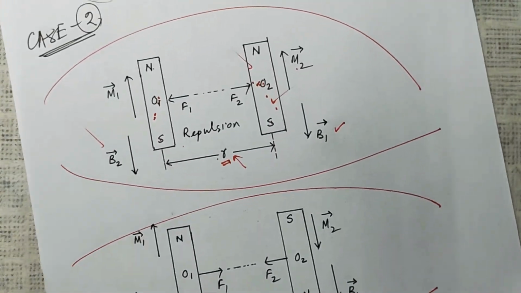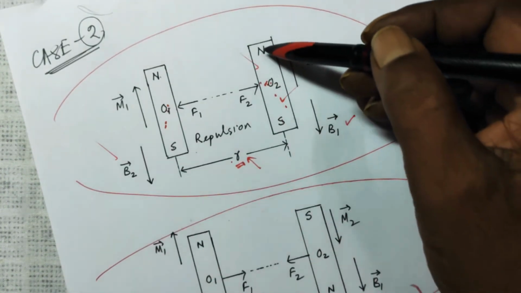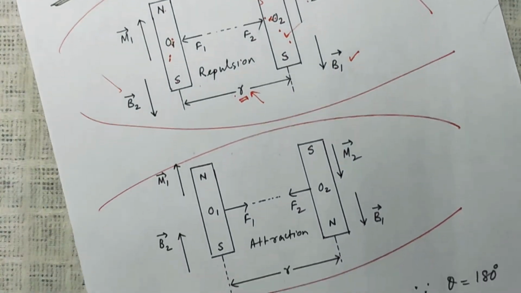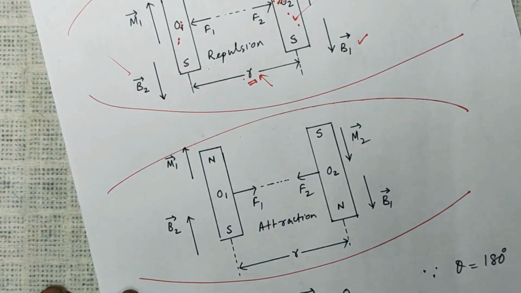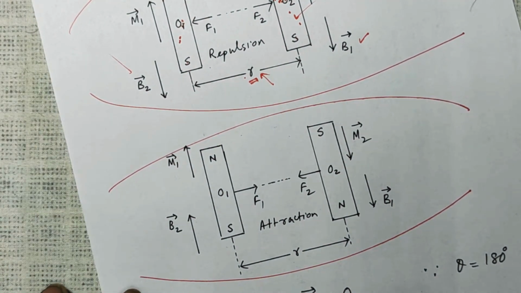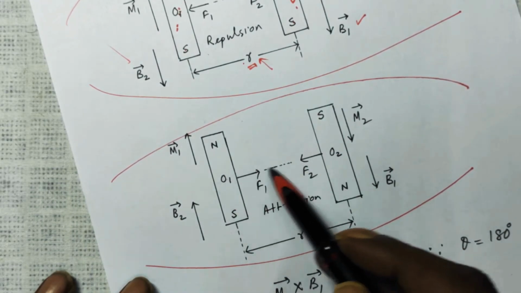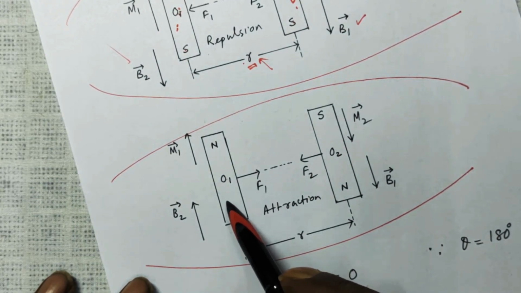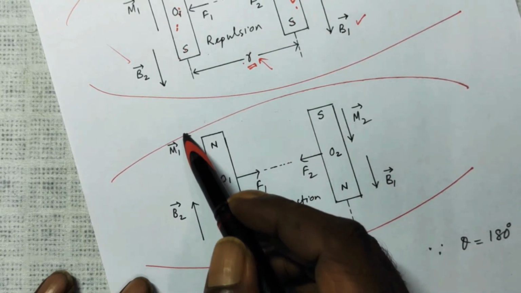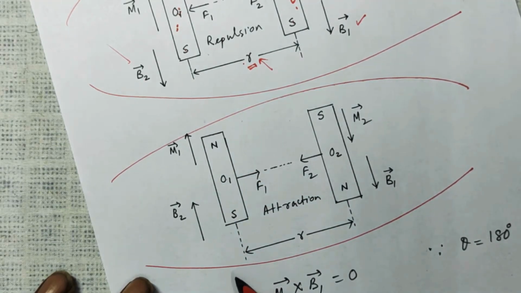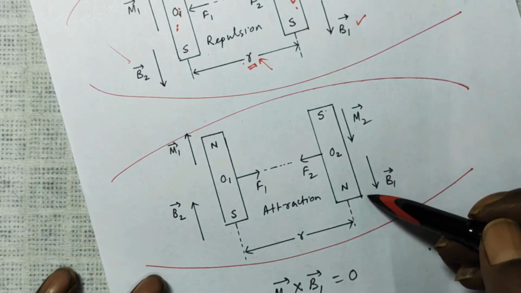Now in this case, this magnet is reversed like this. So, by reversing, what happens? Look, for this one, the distance remains the same between O1 and O2. For the first magnet, this is south, this is north, so its magnetic moment is pointing to this side from south to north. Now this magnet, south, north, so its magnetic moment is pointing to this side, m2.